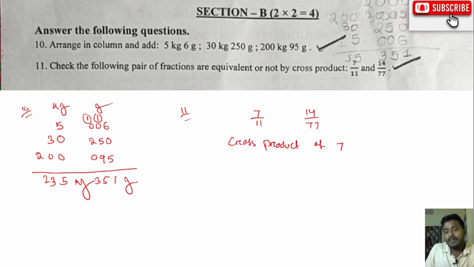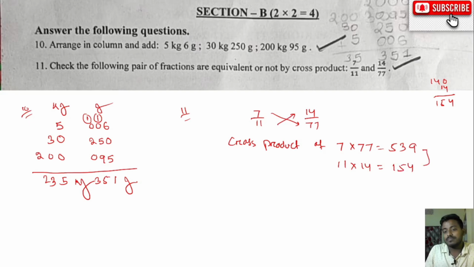First we write left to right, that is 7 into 77. 7 7s are 49, carry 4, 7 7s are 49, plus 4, 53. Next we multiply 11 with 14, so 11 into 14, simply multiply, that is 140 plus 14, that is 154. So they are same? No, they are not same.